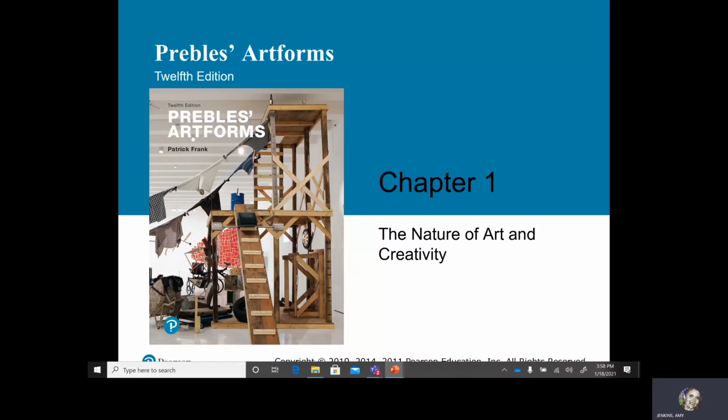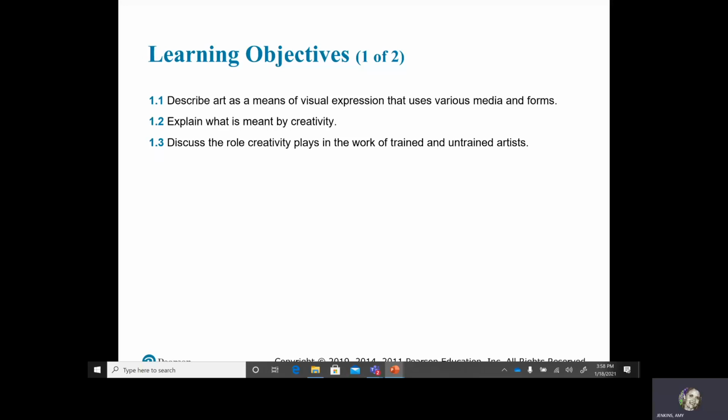Chapter 1, The Nature of Art and Creativity. Learning objectives. 1.1, describe art as a means of visual expression that uses various media and forms.